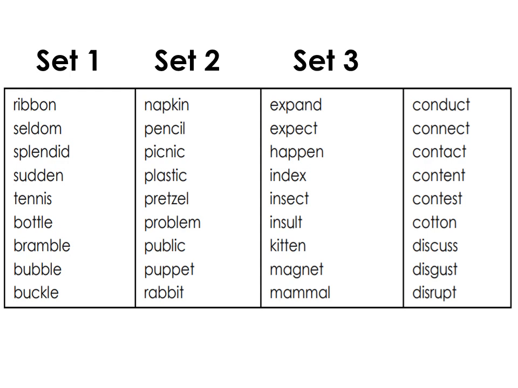Very good. So now let's read the last set. Set 4. We have conduct, connect, contact, content, contest, cotton, discuss, disgust, and disrupt. Your turn. Good job. You were able to read examples of two-syllable words. Keep it up.